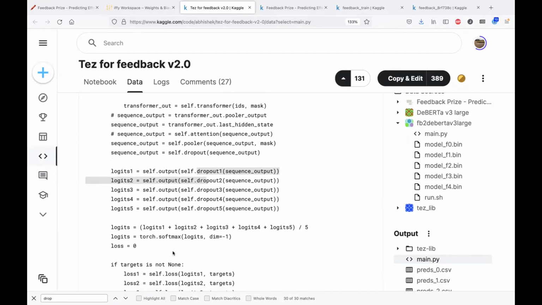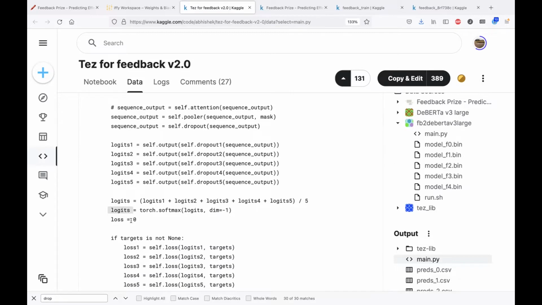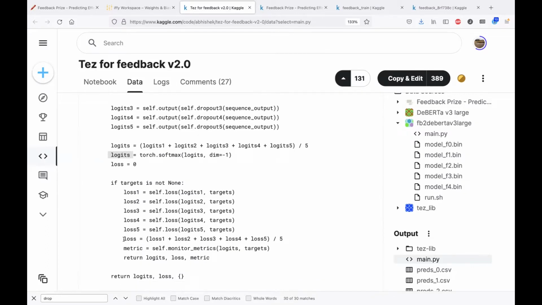But during training, he doesn't actually use these logits. He takes the 5 logits, passes each of them through the loss function to get 5 losses. And then he takes the average of these 5 losses and does the backward propagation on this instead. So this is what I'm not doing, and I will try this and see if it improves things.